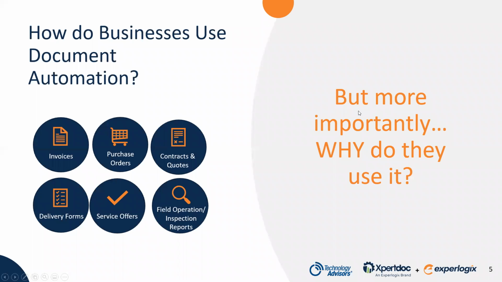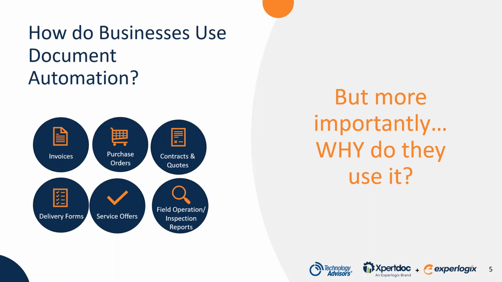So how are businesses using document automation? Document automation can be used in a lot of respects. You can use it for generating your invoices, contracts and quotes, which we're doing all the time here at Technology Advisors, purchase orders, delivery forms, all these great uses. And these 6 here are just some of the more popular ways, but there are a lot of ways to use it, and there are a lot of uses for it within various industries.